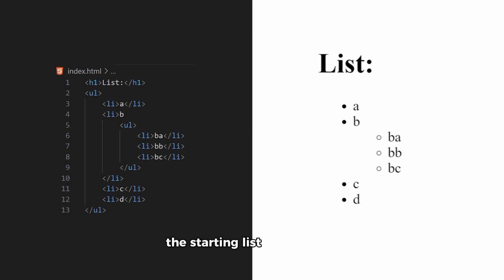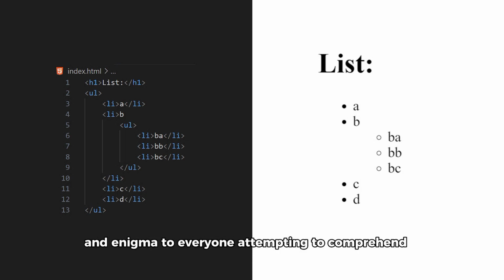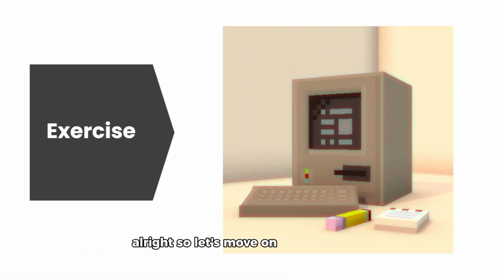The starting list item is here, and the ending list item is down here. Within the list item, instead of a single line of text, you have embedded an entire unordered list. First, we write the text for the first list, and then we embed our unordered list. So this is called a nested list. Indentation becomes crucial in this situation because this code will be a jumbled mess, an enigma to everyone attempting to comprehend it. Alright, so let's move on to the exercise.